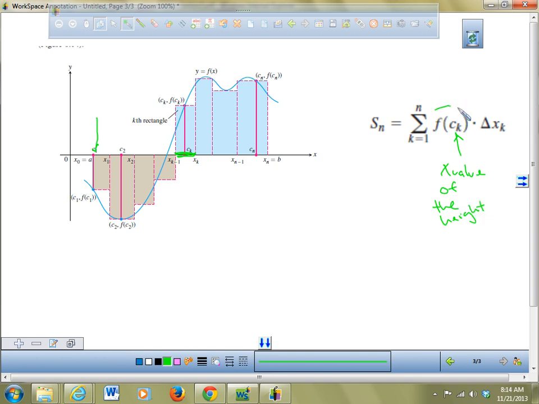And f of c of k is the actual height of one of those rectangles. And delta xk, that's the width of one interval, right? And this thing means sum them all up, add them all up. So this is the definition of a Riemann sum. It's adding up a bunch of rectangles.